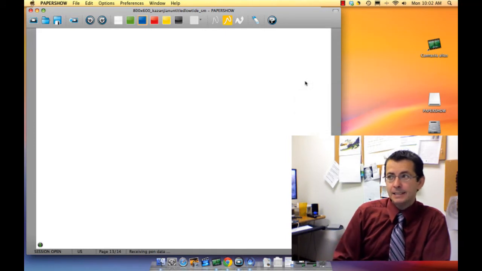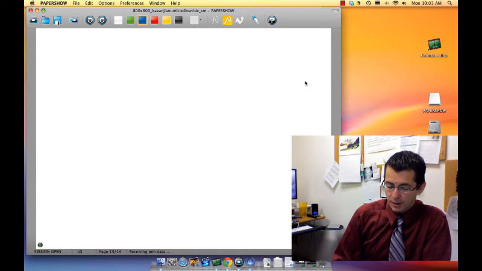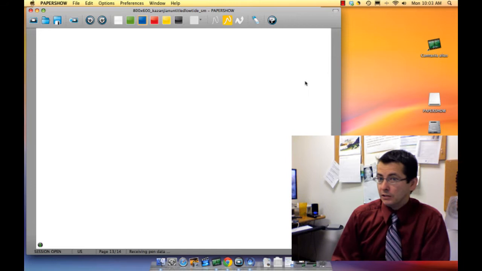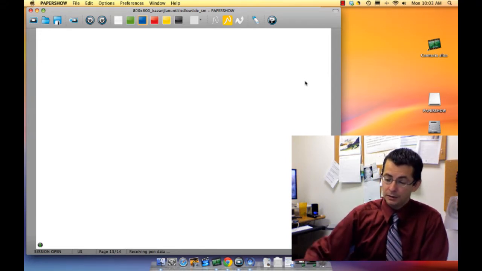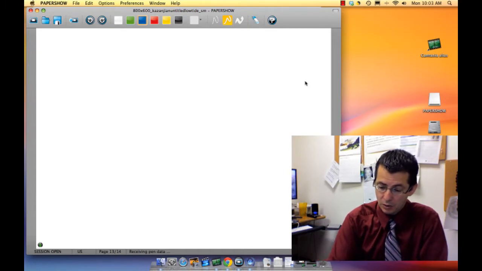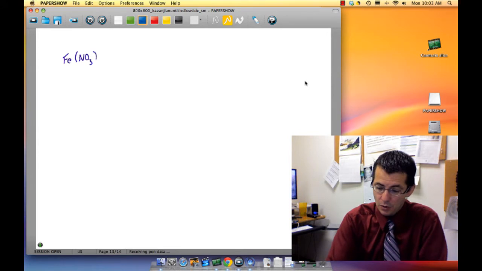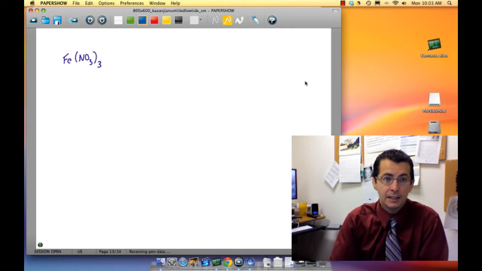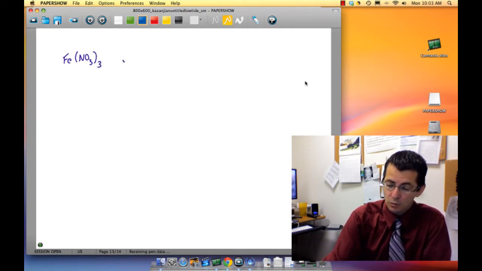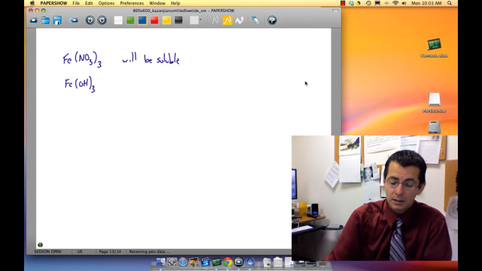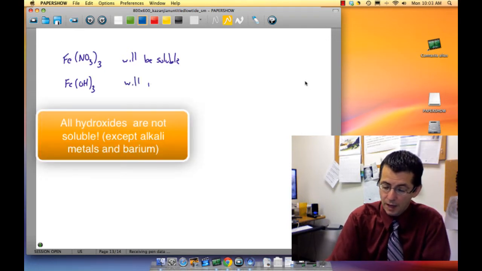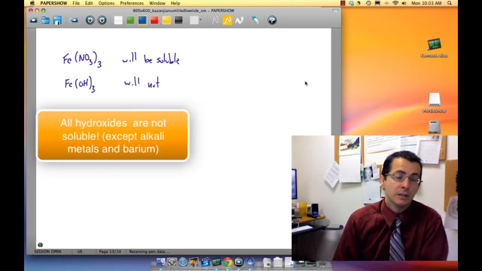We use this idea of solubility rules as a way of predicting whether or not an ionic compound will be soluble. And so we can look at a structure and know that this iron 3 nitrate will be soluble, whereas this hydroxide will not, based upon our solubility rules.